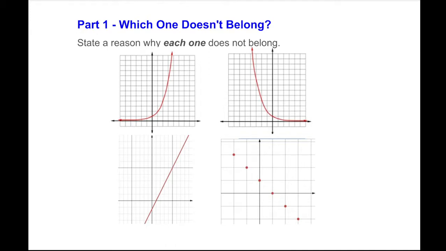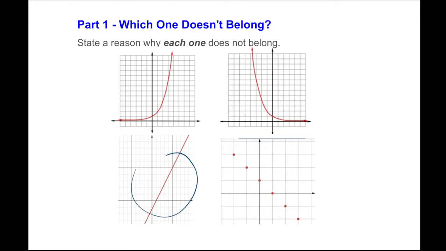You could use that idea for the second one over here. Why doesn't this one belong? One thing you may come up with is that it's the only decreasing graph that is non-linear, right? Or it's decreasing at a rate that is not consistent. It starts off decreasing very, very fast and then slows down, similar to the curved lines that we've looked at in our distance time graphs.